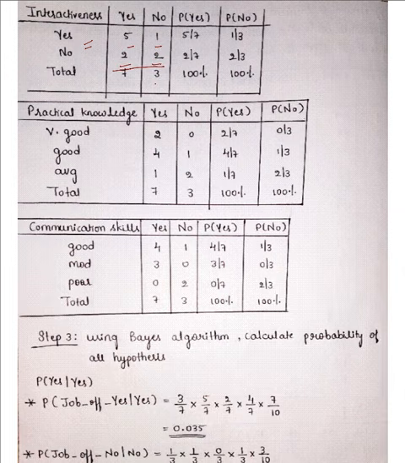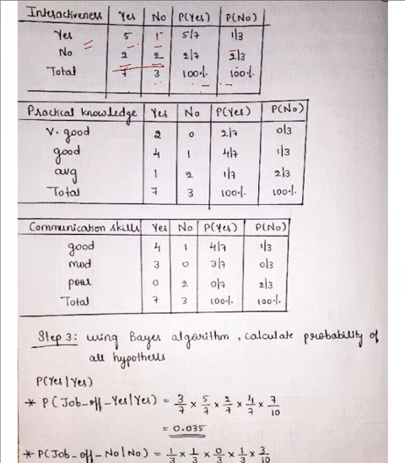So here we write the likelihood probability: for yes, P of yes is 5 by 7, and P of no is 1 by 3. Similarly for the no category, P of yes is 2 by 7, and no is 2 by 3. And just put 100% for the total, or you can just put a hyphen.